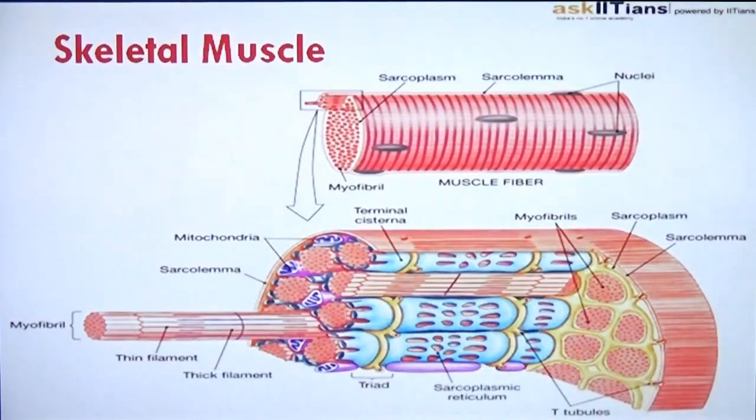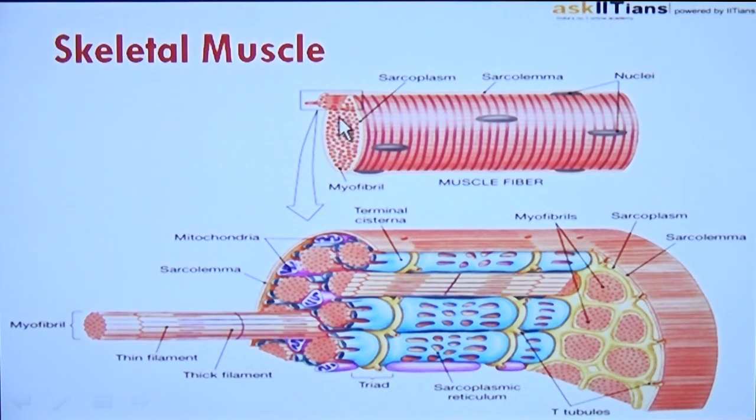Muscle contraction. We can see here a skeletal muscle fiber is shown in this diagram. Sarcoplasm is here, sarcolemma is here, and nuclei are present in the muscle fiber. Also, various myofibrils are present within a muscle fiber. Let's have a look at the zoomed view of this part.